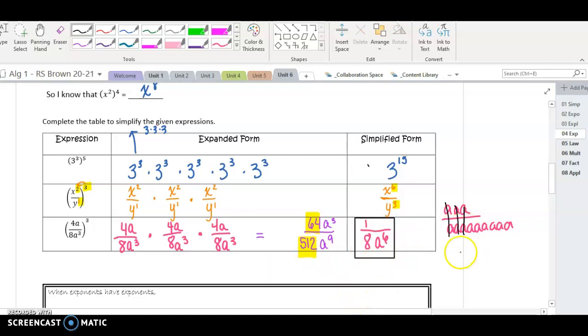Okay. So there was another way to do this. Okay, so I did this for you over here. So I have 4 over 8. 4 over 8 can be simplified before you even do this. 4 over 8 is 1 over 2, right? Okay. I simplify A over A to the 3rd.